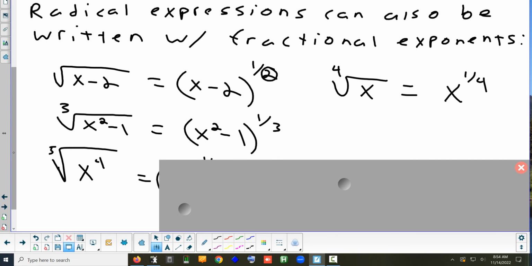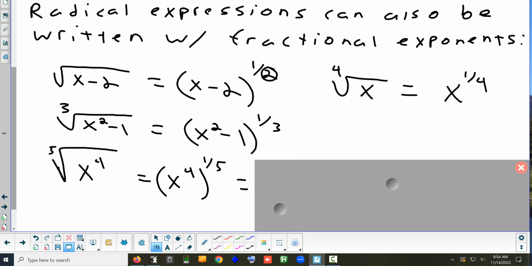And let's look at this one. This is the fifth root of x to the fourth. So what exponent do you think is the same as a fifth root? Yeah, 1/5. This is why you would sometimes change it to an exponent. Because if you want to take the fifth root of x to the fourth, that means to raise x to the fourth to the 1/5 power. So now you have x to the fourth to the 1/5.